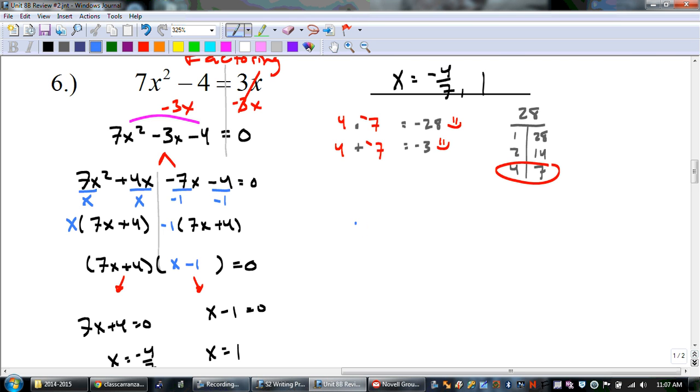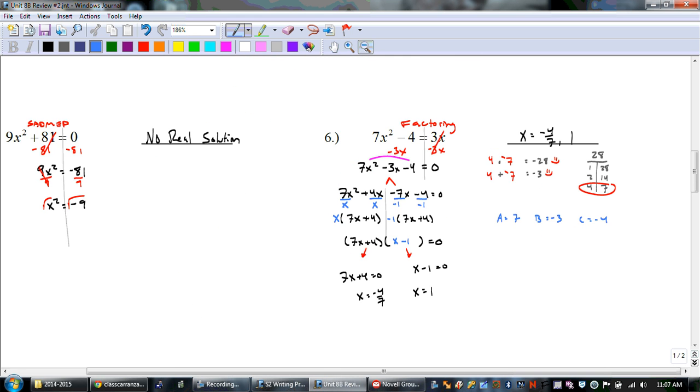Now, if you're doing the quadratic, you should have plugged in A is 7, B is -3, and C is -4. You would have gotten your same answers because I actually did this problem first with the quadratic formula, because I couldn't think of the factors. But then I saw my answers and thought, oh, I could have solved this another way. So it's possible to do both.